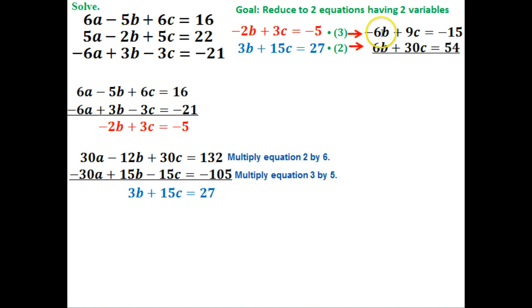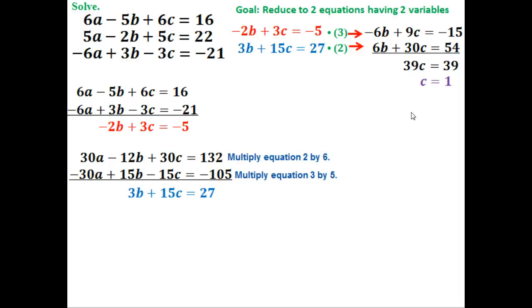Now I've got my b's, and you notice I have one positive and one negative, so I can get rid of my b's, and that was my goal. I add these two together. 9c and 30c will give me 39c. And 54 and negative 15 gives me 39. So 39c equals 39. I divide both sides by 39. I find out that c equals 1. Okay, so I found one of the variables. Now I've got to try to find the rest of them.